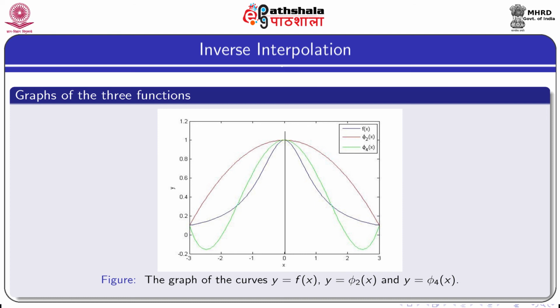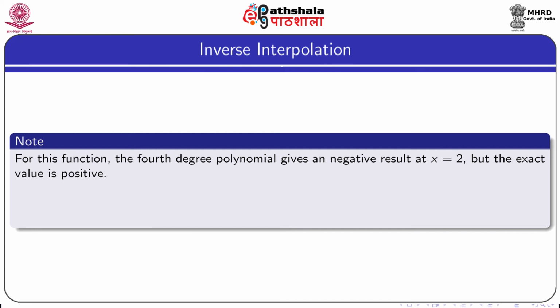Note that the values of f(x) and phi 2x are positive, that means they lie in the upper half of the x axis, but the value of the polynomial phi 4x is negative for certain values of x. So, for this function, the fourth degree polynomial gives some negative values for some values of x. That means it is negative when x equal to 2, but the exact value is positive.